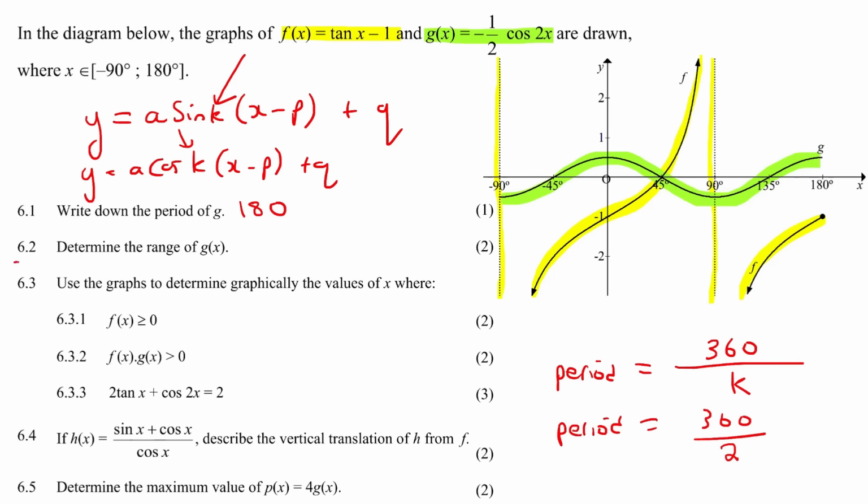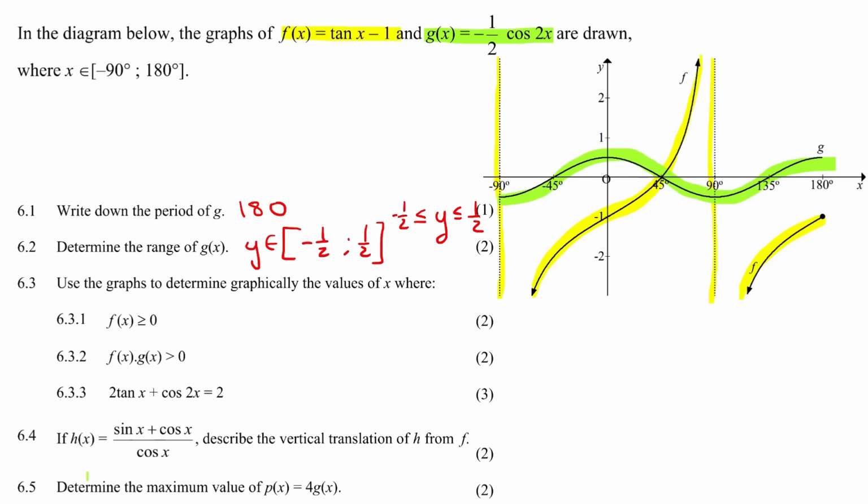Then this question says, determine the range of g. So range is y values. They have given us the values. So it's going to be negative a half, and then it's going to go up to a half. So we'll just say that y is an element going from negative a half up to a half. If you want to use set builder, you could say y is bigger than or equal to minus a half, smaller than or equal to a half.